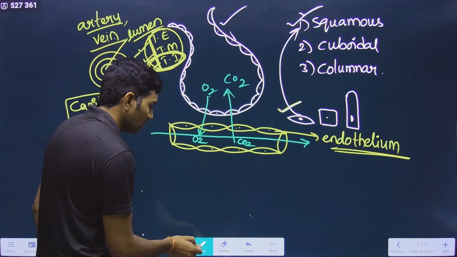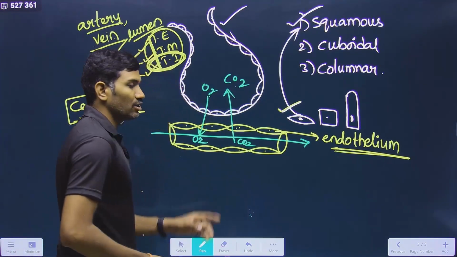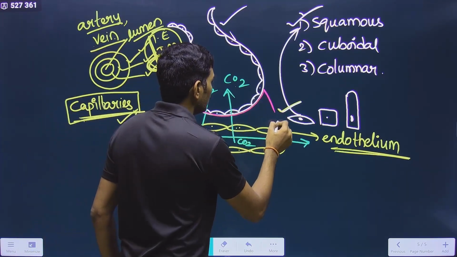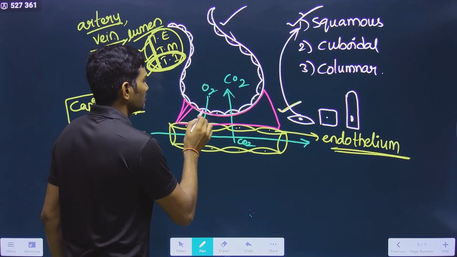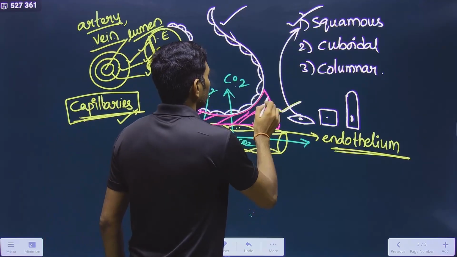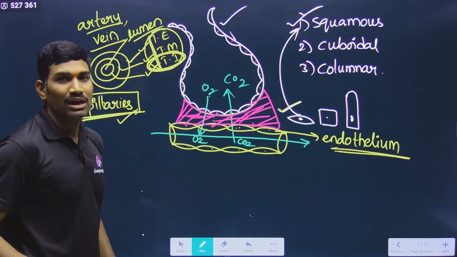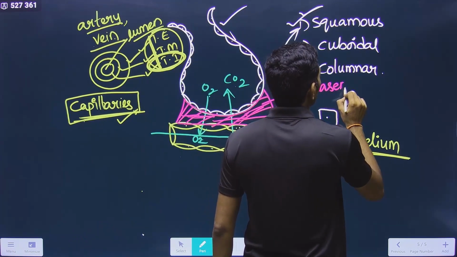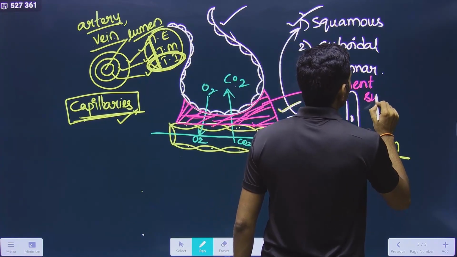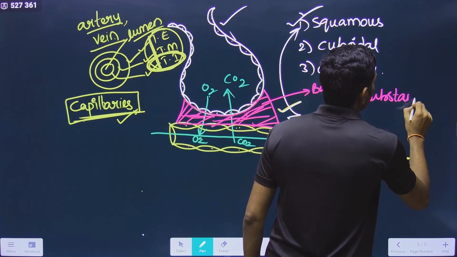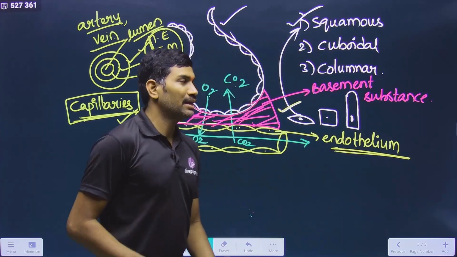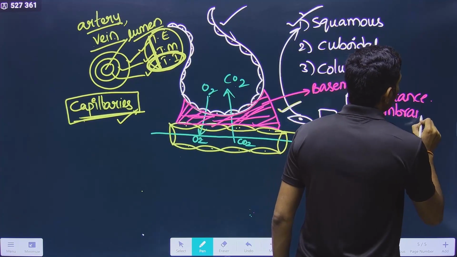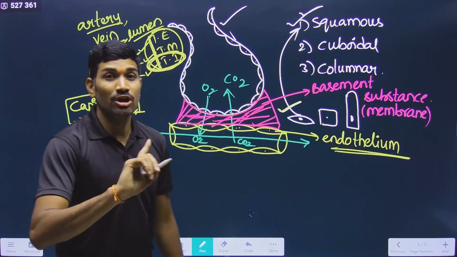Understood or not? So in this way, these are the two walls, and between them there is a basement substance. It is also called a basement membrane. And this basement membrane does not contain any cells.